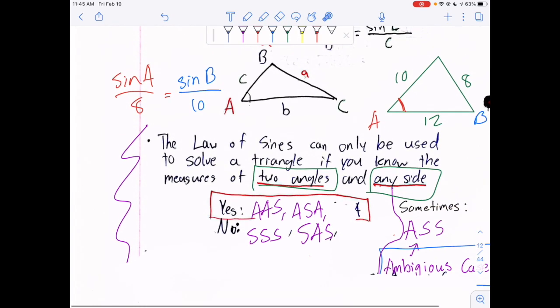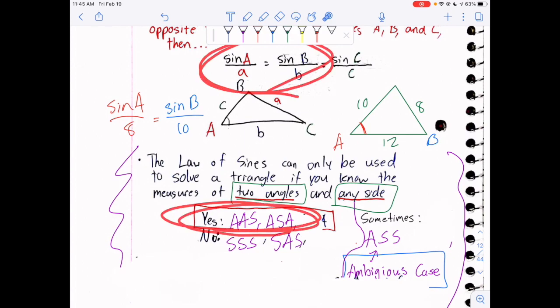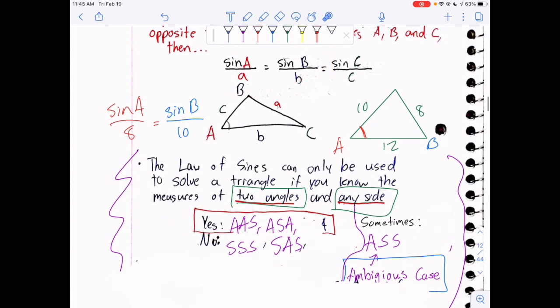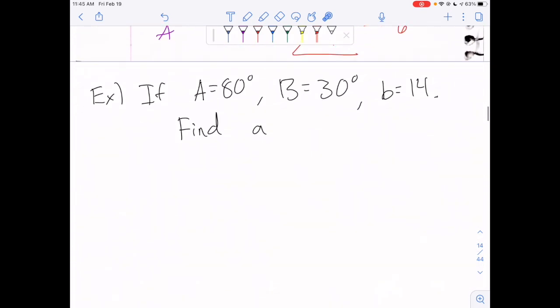So again, if you're given a triangle, keep in mind this works for any triangle, not just a right triangle. It works for any triangle as long as you're given the proper information in order to use the formula properly, okay? So let's just do an example here. If you got that written down.